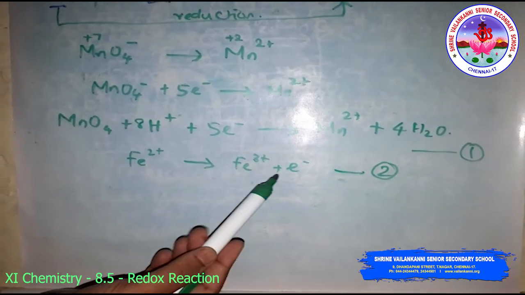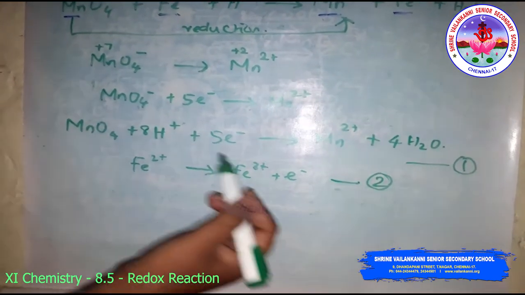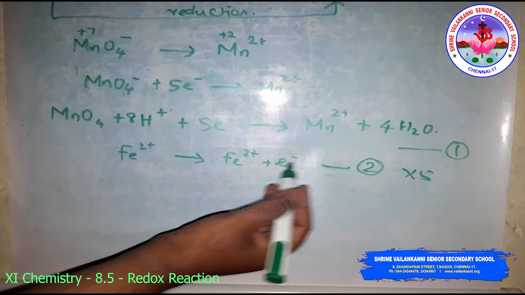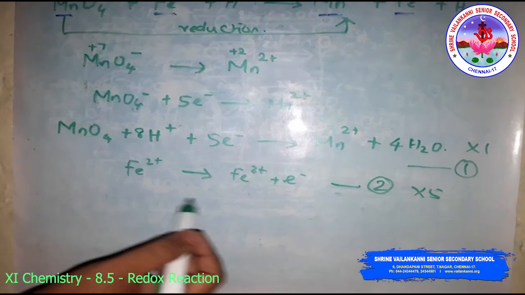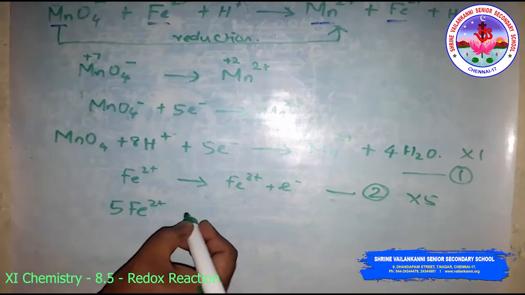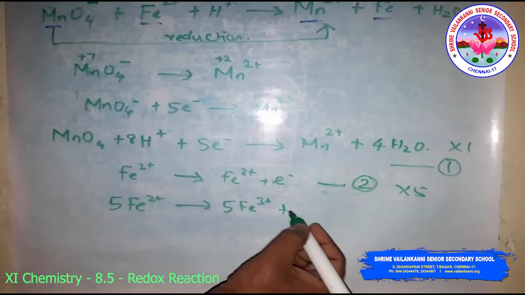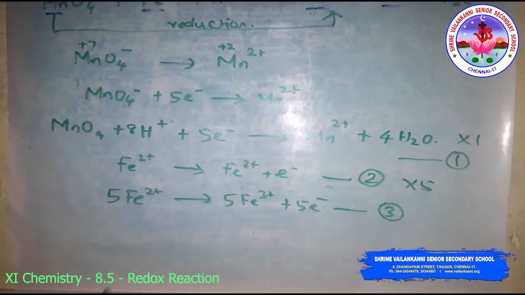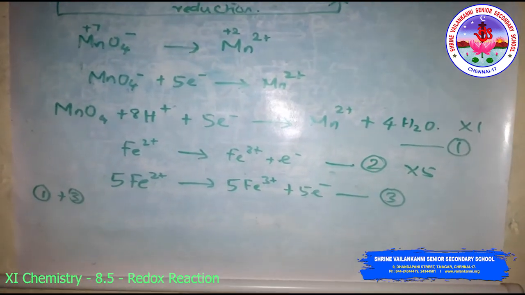To balance the electrons, multiply by the number on the opposite side. So here 5, so multiply equation 2 by 5, and this 1 electron is multiplied by 1. Equation number 1 does not change, but equation number 2 you have to multiply by 5. So 5 Fe2 plus gives 5 Fe3 plus plus 5 electrons. Now this is equation number 3. Add equation number 1 and 3 to get the net equation.